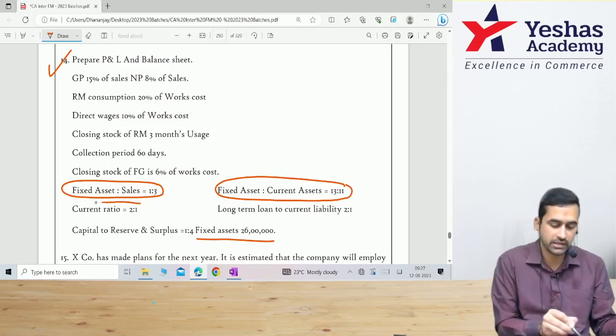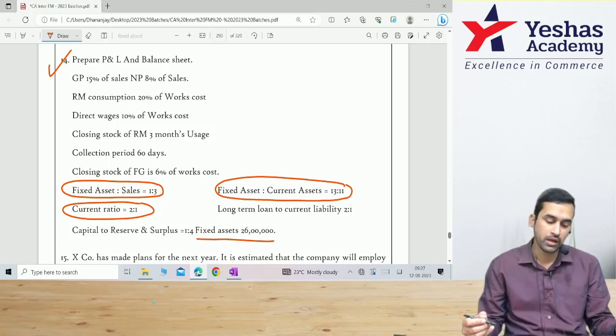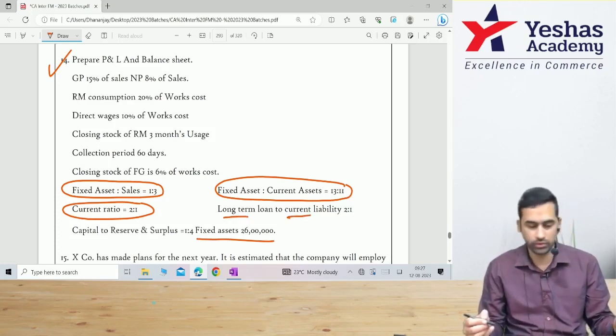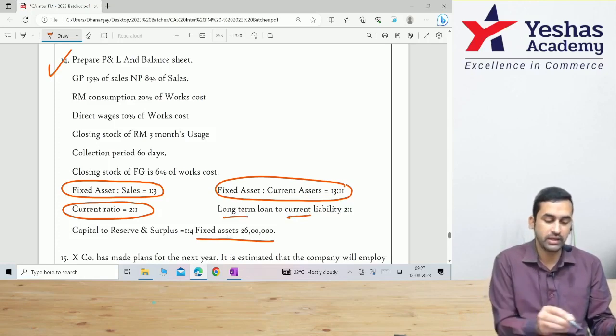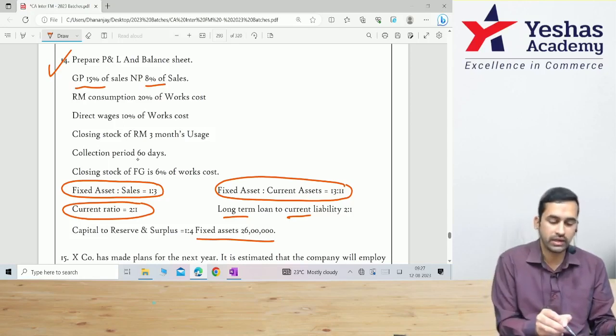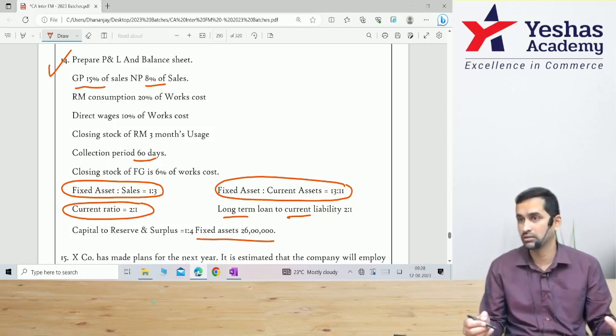Fixed asset to current asset, I can do current asset number. And once I get current asset, using current ratio, I can find out current liability. And once you have current liability, you can even do long-term loan. And once you have sales, go back to the first part, you can do GP, you can do NP, and you also have collection period 60 days, assuming all sales on credit basis, you can even do debtors. That means you already know the first 3-4 working notes.